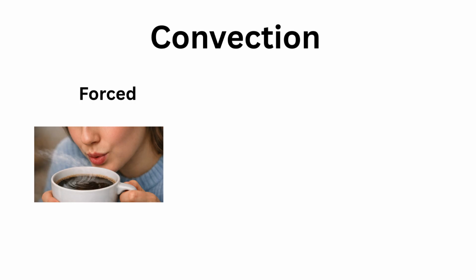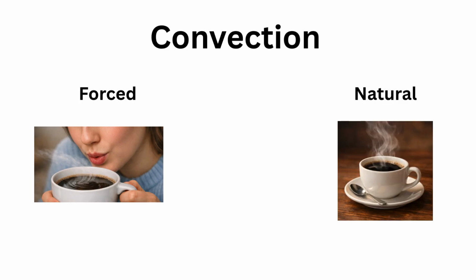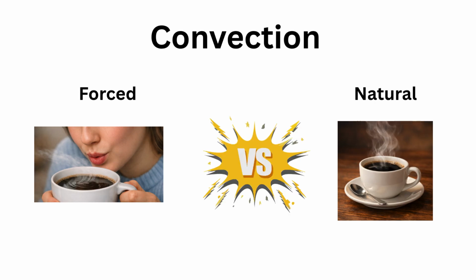Convection is of two types: forced convection and natural convection. The only difference being if there is no interference at all, then it is natural. If there is, then it is forced. We are actually going to compare both of these things to understand how effective blowing on hot food actually is. Does it actually work? We are going to understand the thermodynamics behind it.